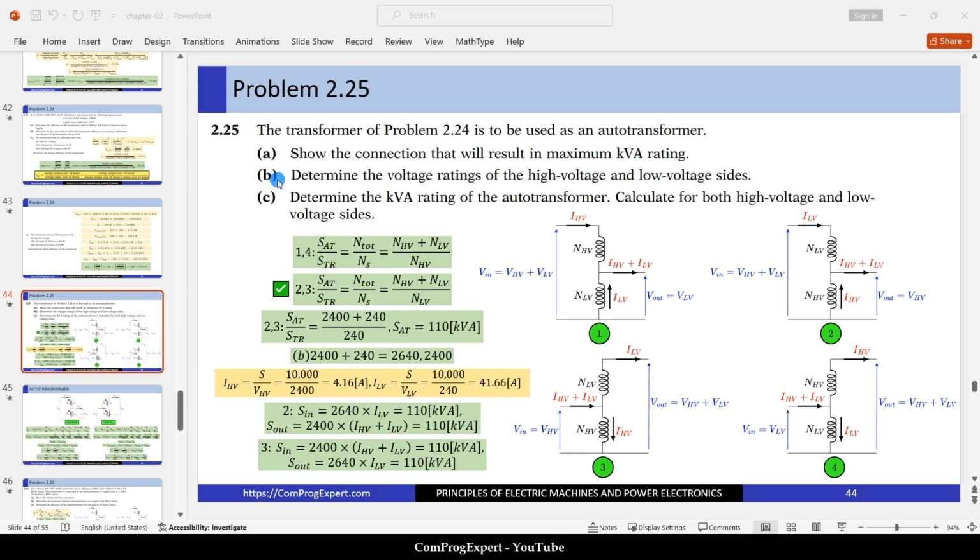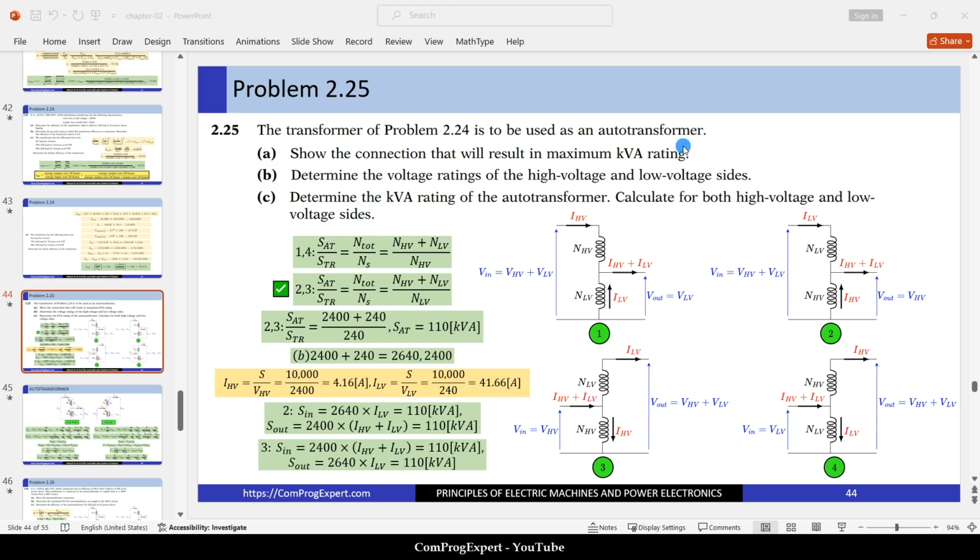B, determine the voltage ratings of the high voltage and low voltage sides. C, determine the kVA rating of the auto transformer. Calculate for both high voltage and low voltage sides. So, what is an auto transformer?